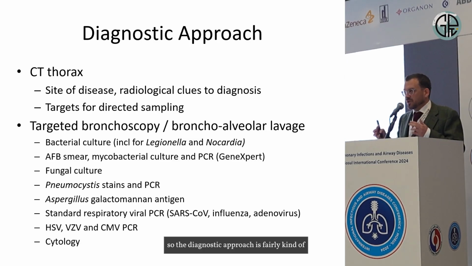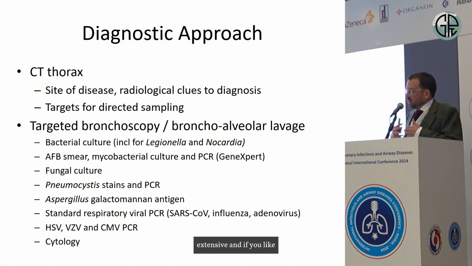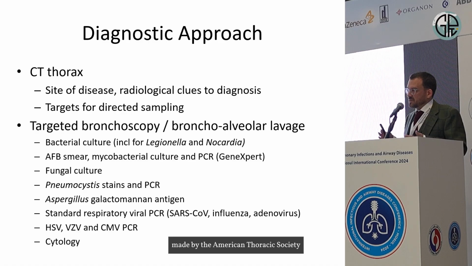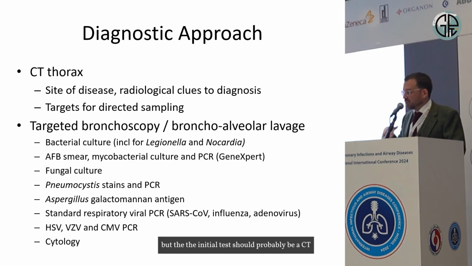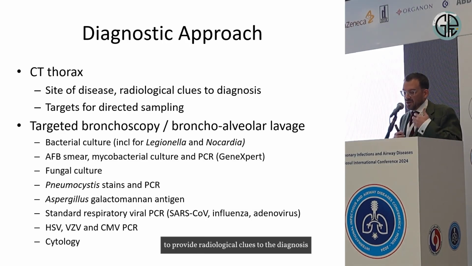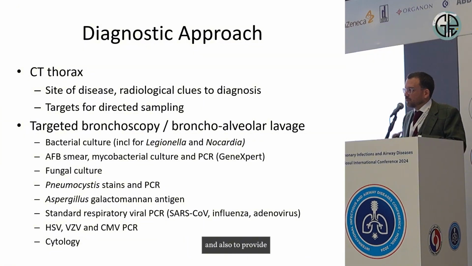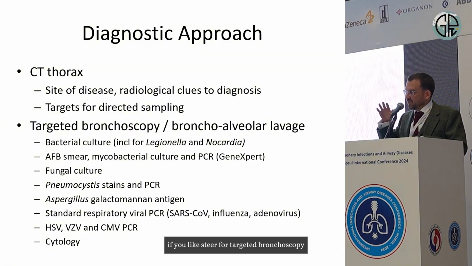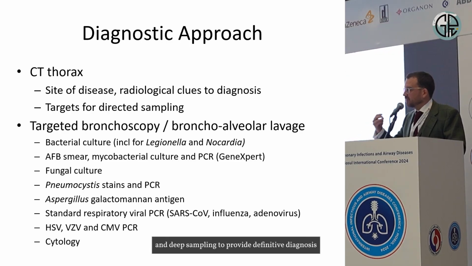So the diagnostic approach is fairly extensive, and these are suggestions made by the American Thoracic Society in 2023 for what they perceive to be bronchoscopic investigations. But the initial test should probably be a CT scan of the thorax to provide radiological clues to the diagnosis, and also to provide a steer for targeted bronchoscopy and deep sampling to provide a definitive diagnosis.